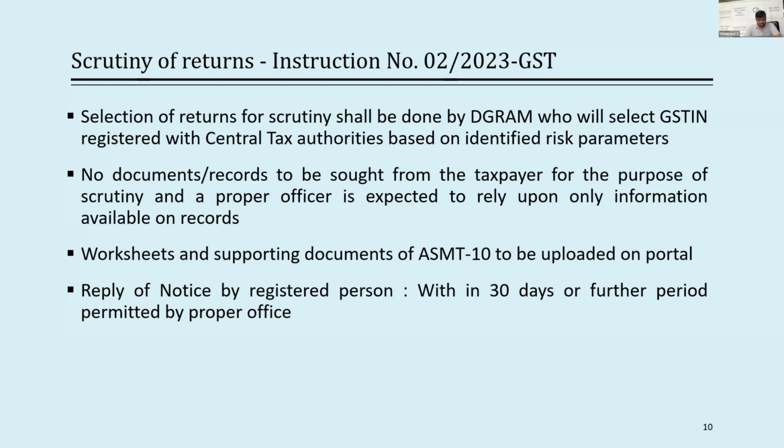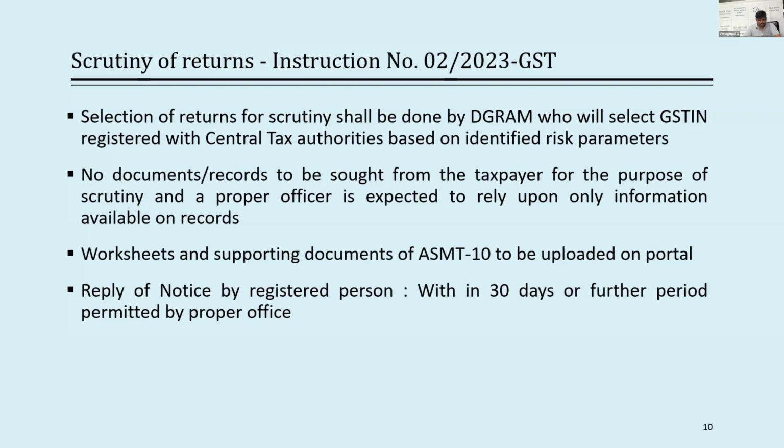And the worksheet and supporting documents to issue ASMT 10 are also required to be uploaded in the portal. So it is not merely an ASMT 10 intimating that you pay 10,000. Why do I need to pay 10,000? From where is the 10,000 difference appearing? That data, that supporting worksheet, supporting documents like GSTR 1, where the turnover is 1 lakh, in 3B the turnover is 80,000. That's the reason I'm giving this ASMT 10. This clarity should come up in ASMT 10.